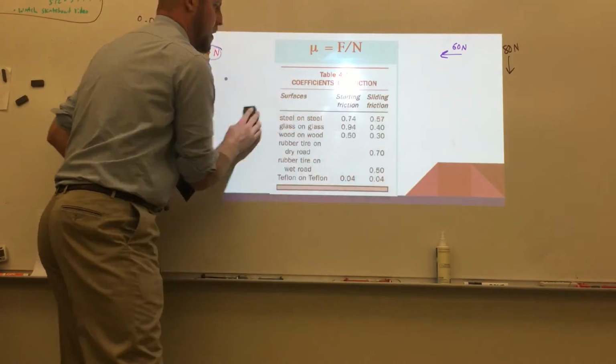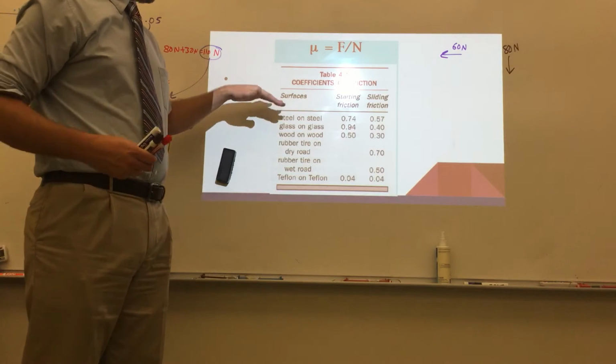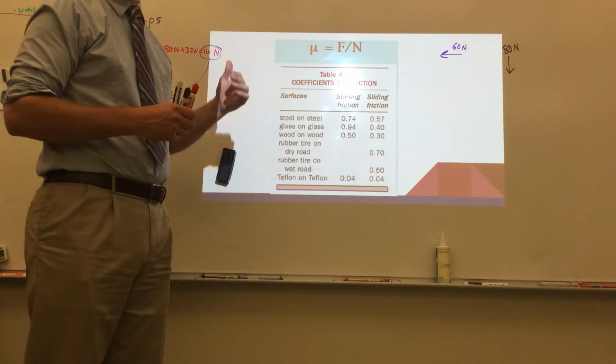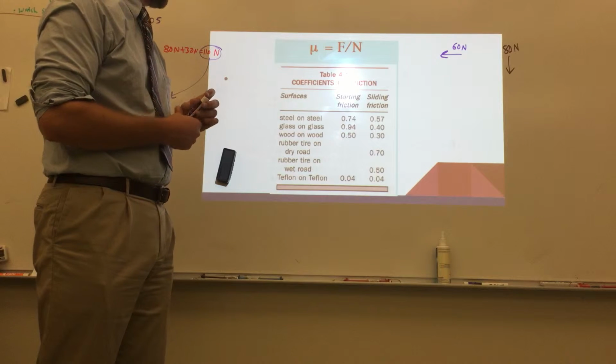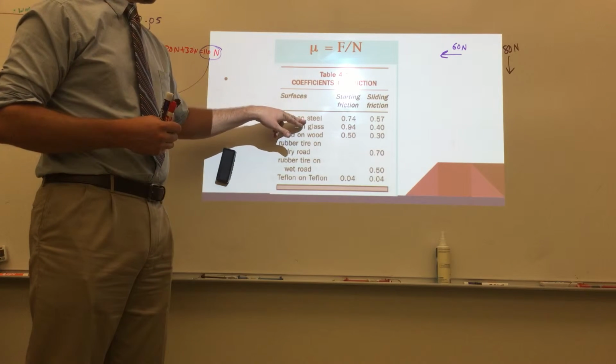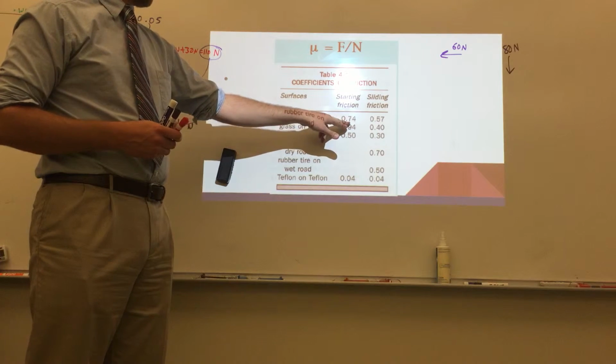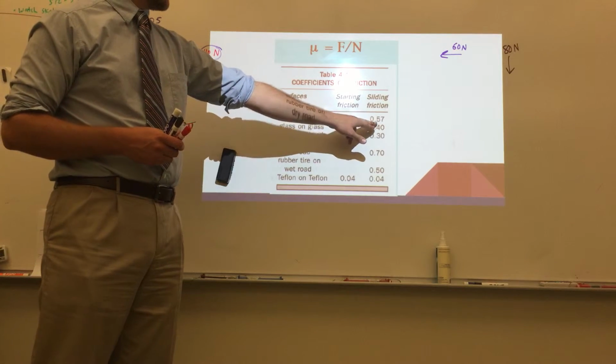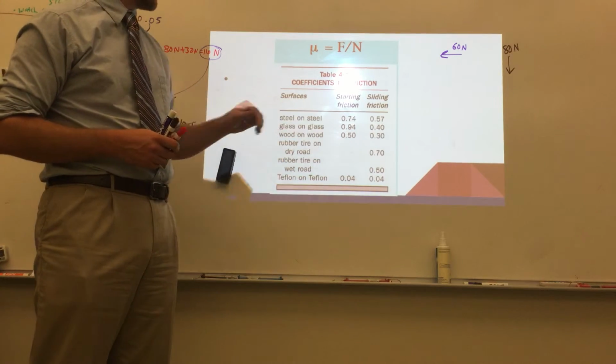The thing I wanted to point out here, these are some real life things. I was making up all those random numbers on the previous examples. Steel on steel has a coefficient of friction of 0.74. Once it's sliding, it only takes 0.57. Glass is the highest one I have on this table.